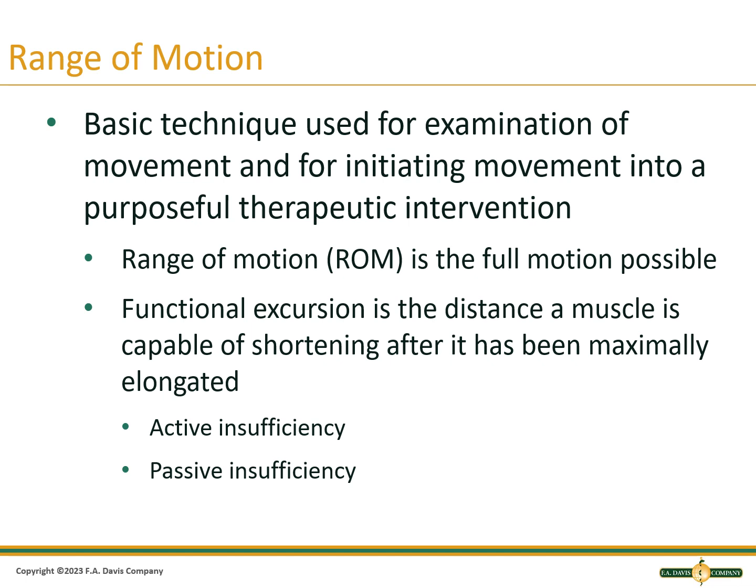The functional excursion is the distance a muscle is capable of shortening after it has been maximally elongated. So, muscles have a resting length and they can lengthen to approximately 1.5 times their resting length, and they should be able to shorten to approximately half of their resting length. We run into issues of active insufficiency when our muscle gets into its most shortened position and it cannot generate any more strength from contraction. And we run into issues of passive insufficiency when our muscles have reached their most lengthened position possible and cannot generate the force necessary.